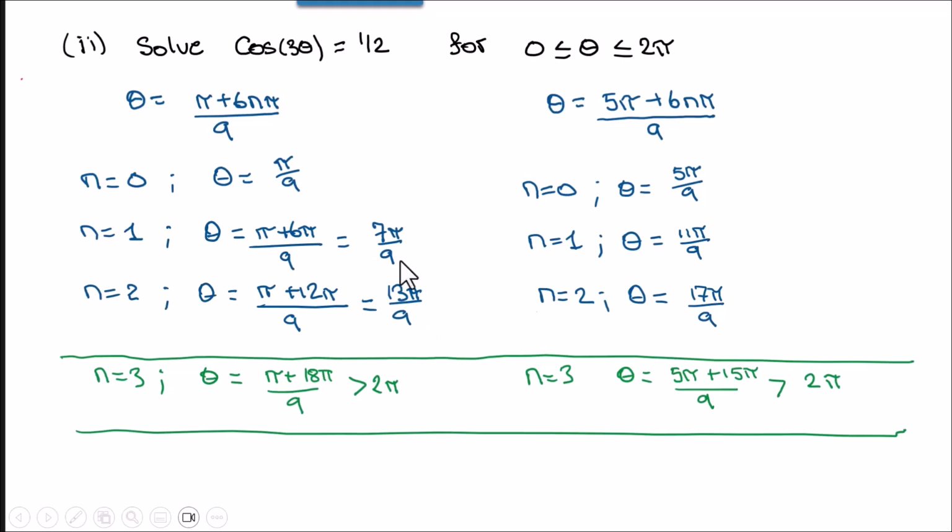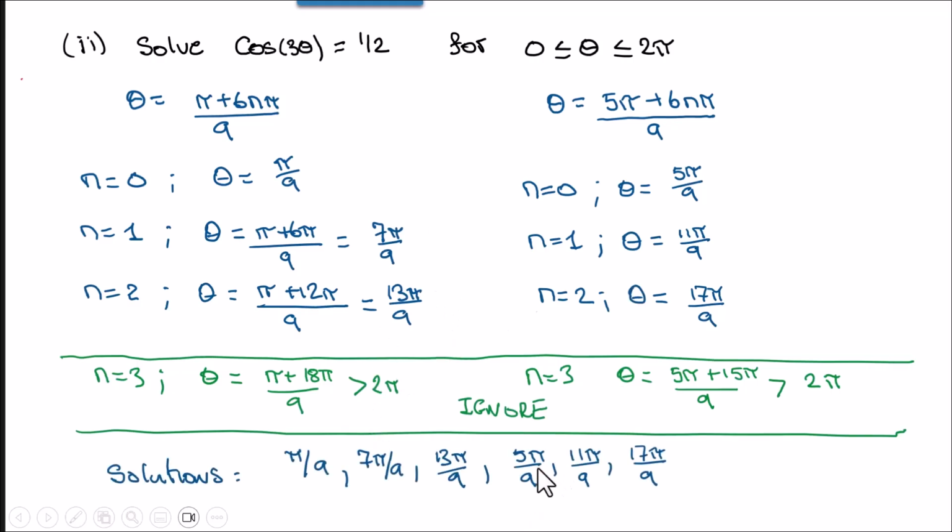So the range of values of theta for which cos 3 theta is equal to a half are pi over 9, 7 pi over 9, 13 pi over 9, and these values here, 5 pi over 9, 11 pi over 9, and 17 pi over 9.